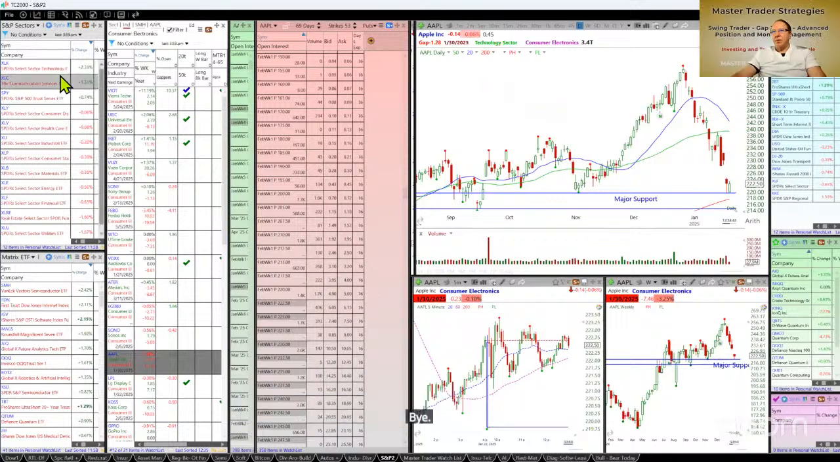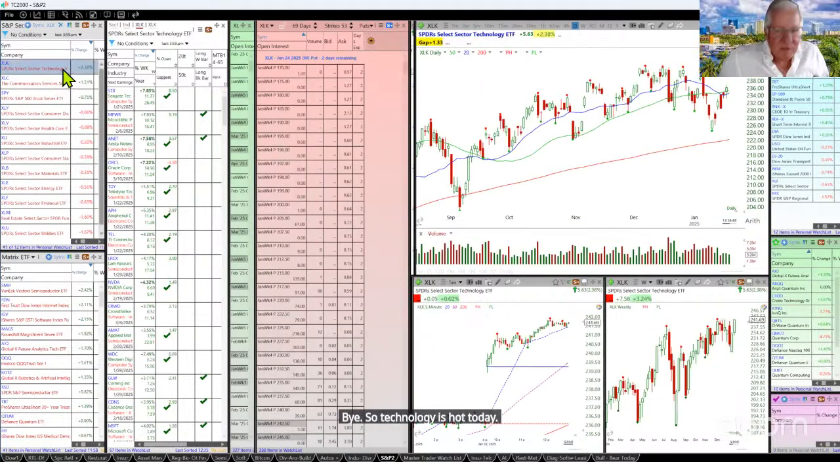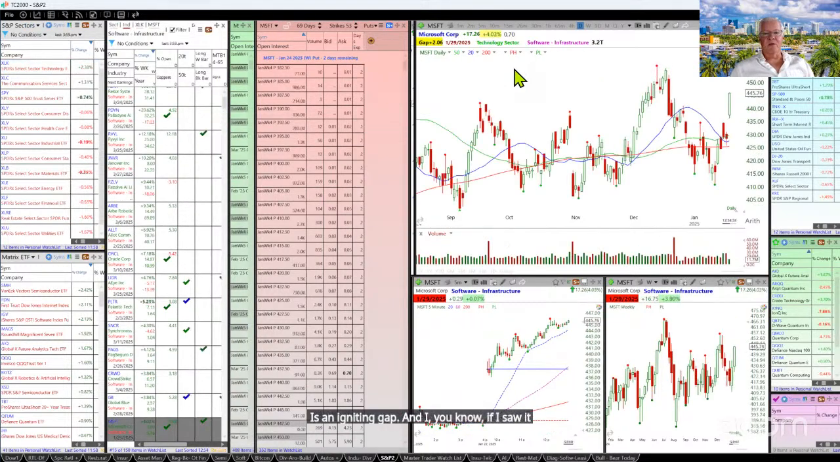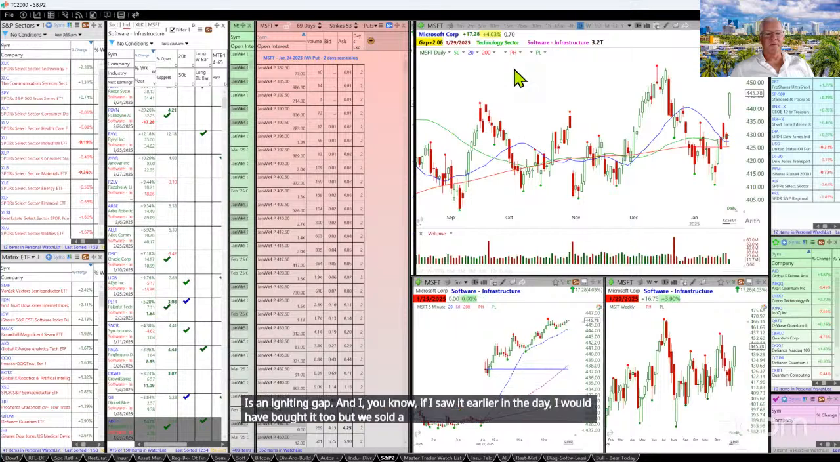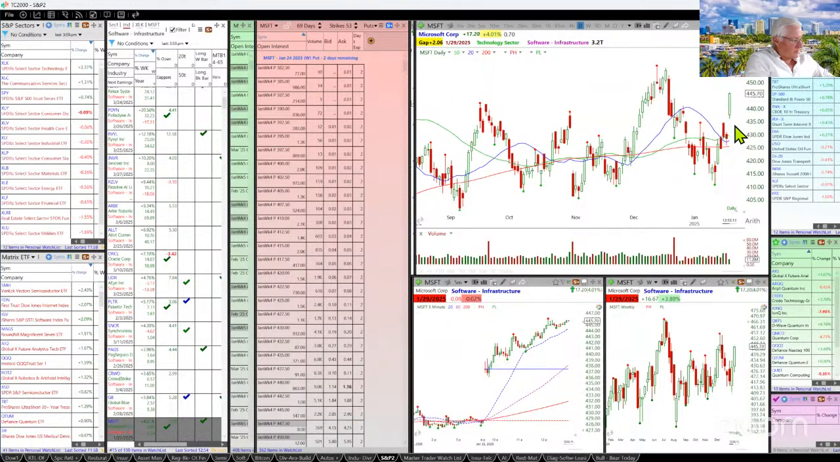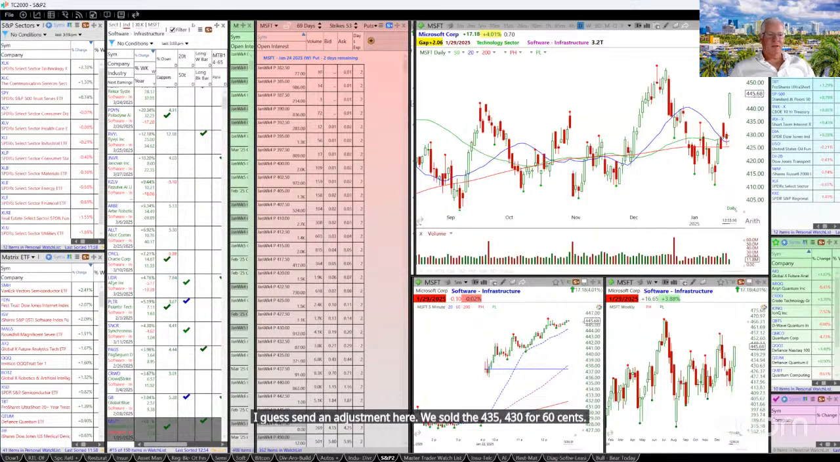Technology is hot today. Pull up Microsoft. We sold puts on that today. It's an igniting gap, and if I saw it earlier in the day, I would have bought it too. But we sold a put spread on that for Friday. What strike did you sell, Dan? I just sent an adjustment here. We sold the 435, 430 for 60 cents for Friday. We're already at 50%.